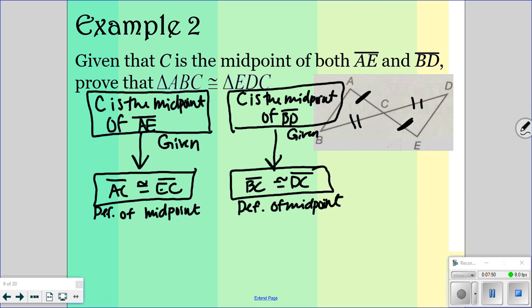So we're trying to prove that the triangles are congruent. We have 2 sides, but we don't have enough to prove that they are congruent yet. So we need one more piece of information, which is that these angles here are congruent. So angle ACB is congruent to ECD. And the reasoning there would be that they are vertical angles.